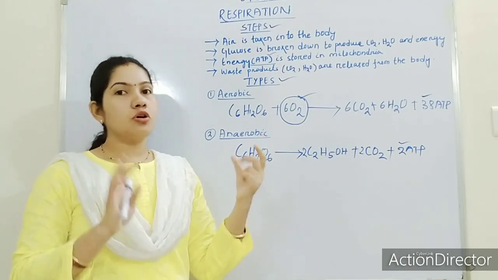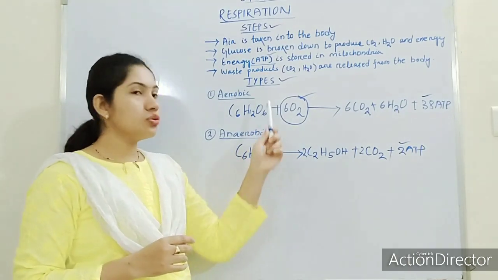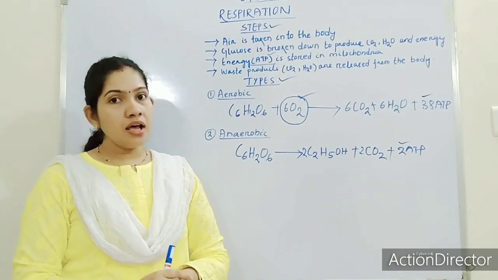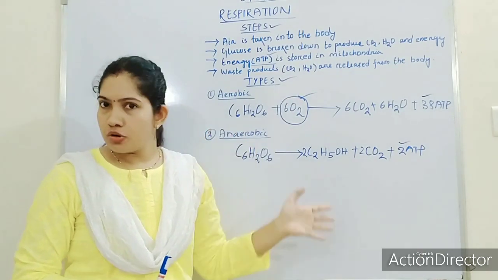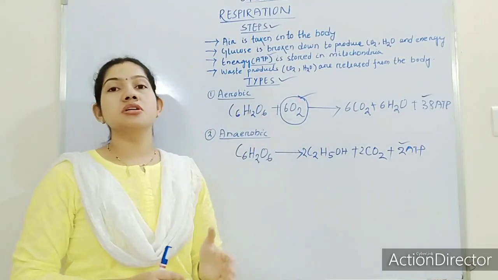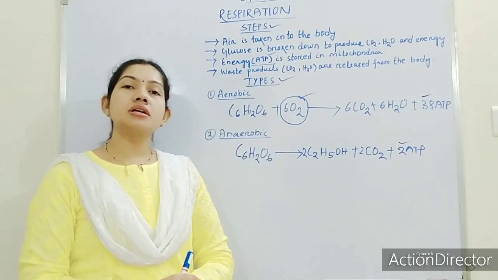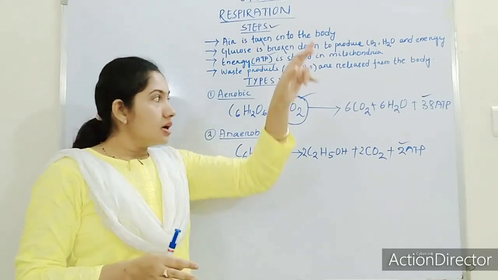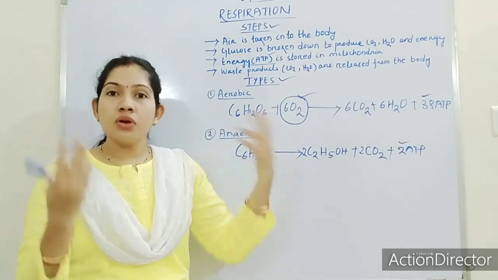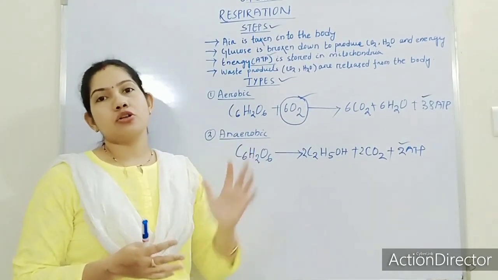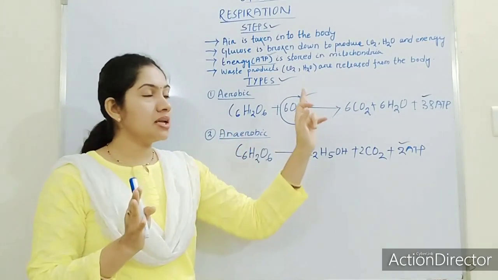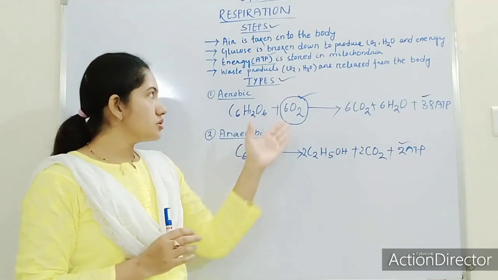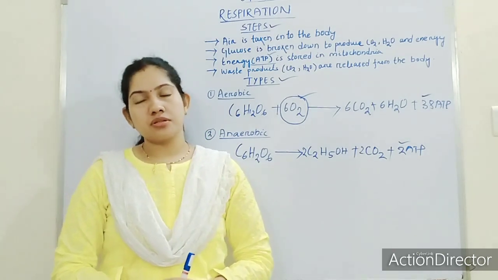Got it? I hope now you all are clear about the two types of respiration. It is very simple. The two types of respiration are aerobic respiration and anaerobic respiration. Aerobic respiration needs oxygen and anaerobic respiration does not need oxygen. This is the main difference. Aerobic respiration releases more energy than anaerobic respiration: 38 ATP in aerobic and 2 ATP in anaerobic. Got it? So this is all about the types of respiration.